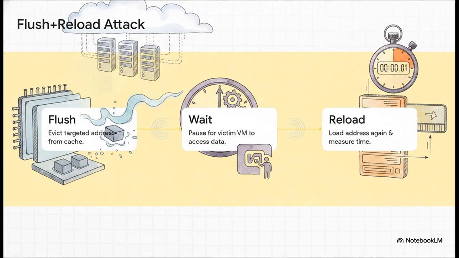Let me break down a highly technical exploit known as the flush plus reload attack. It's basically a three-step recipe, and it's wild. Step 1 is flush. The attacker targets a specific shared memory address and forces it out of the entire cache hierarchy, just kicks it right out. Step 2 is wait. The attacker pauses just long enough to give the victim VM a chance to execute code that might use that exact memory address. And finally, Step 3 is reload. The attacker tries to load that memory address themselves, and they use a high-resolution CPU timer to measure exactly how long it takes to load.